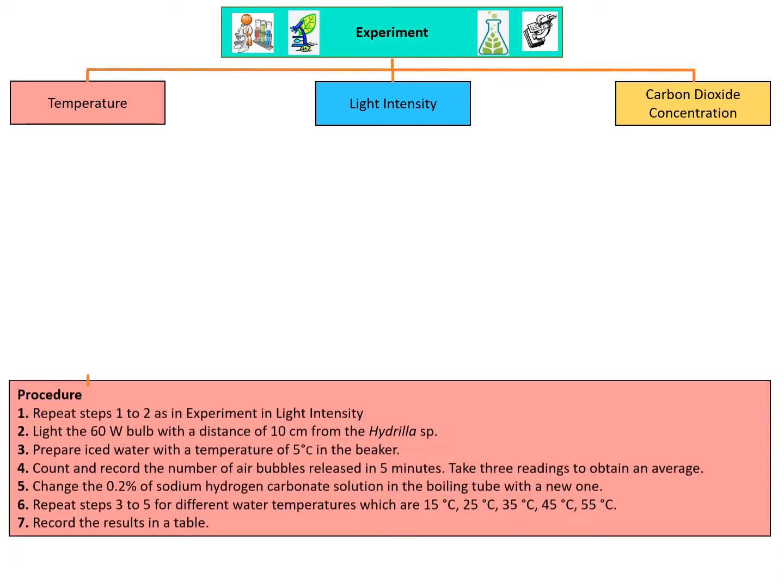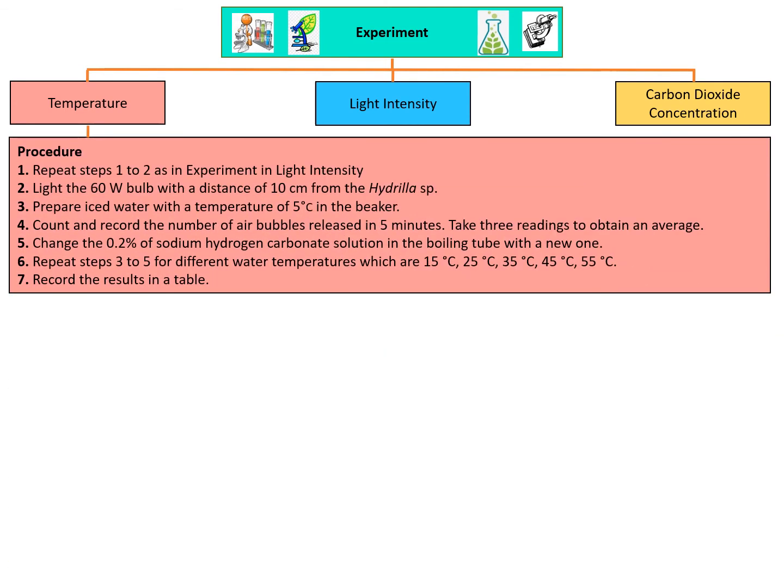Temperature. Here is the procedure for temperature. Repeat steps 1 to 2 as in the light intensity experiment. Light the 60-watt bulb at a distance of 10 cm from the hydrilla. Prepare ice water with a temperature of 5 degrees Celsius in a beaker. Count and record the number of bubbles released in 5 minutes. Take 3 readings to obtain an average.